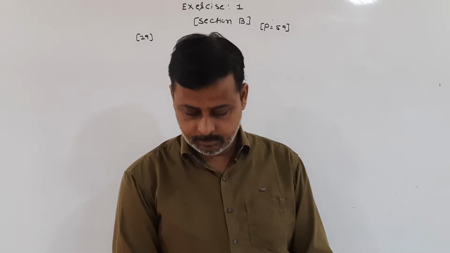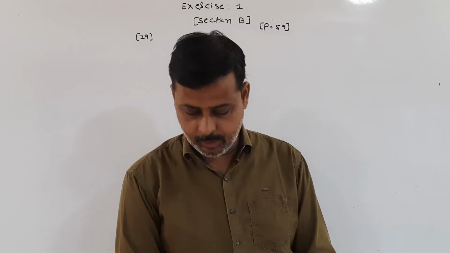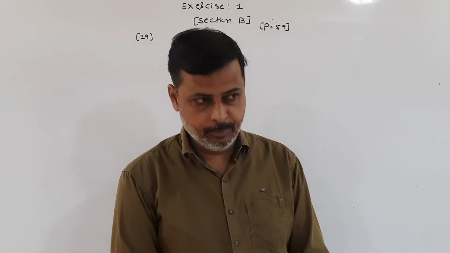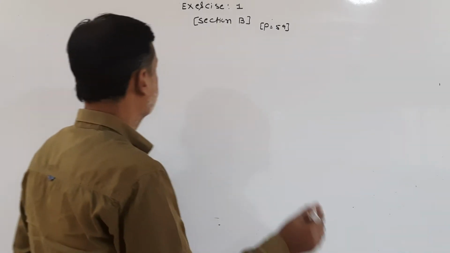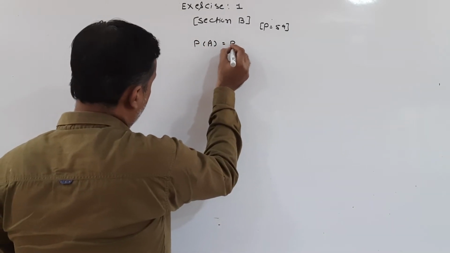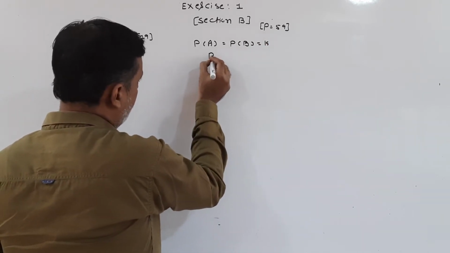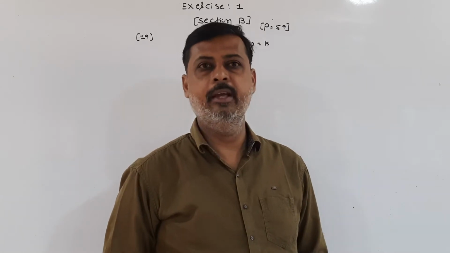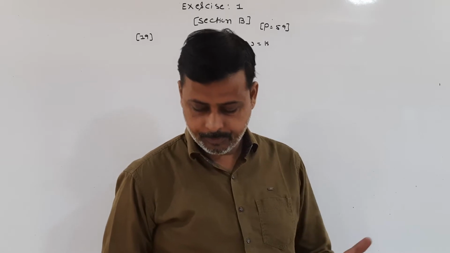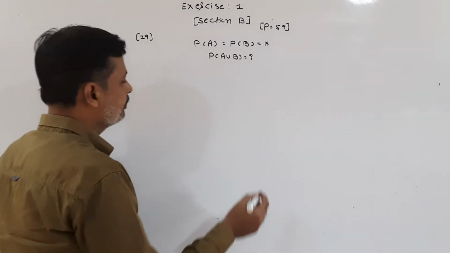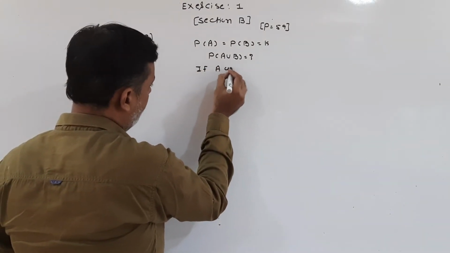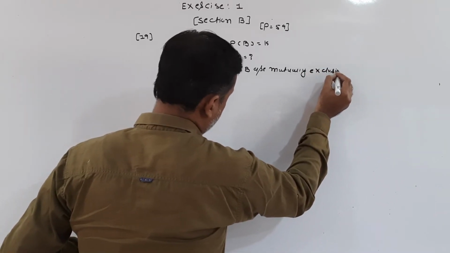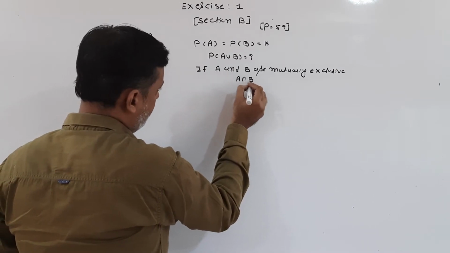Example number 19. If P of A is equal to P of B is equal to K for two mutually exclusive events A and B, find P of A union B. We have to find A union B. If A and B are mutually exclusive, then A intersection B is equal to phi.